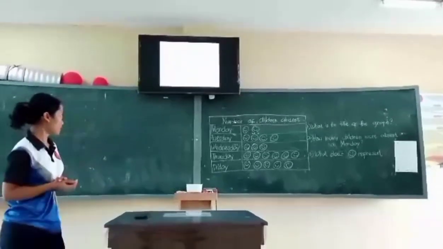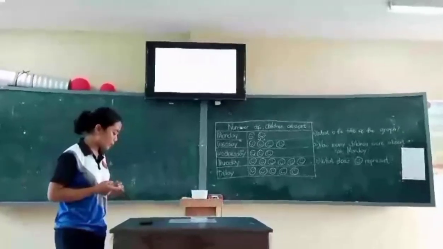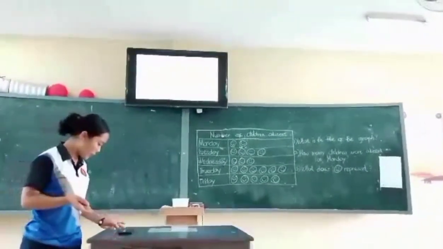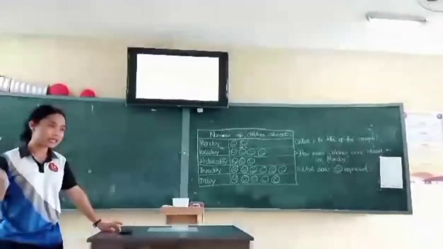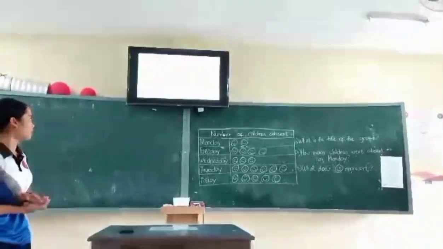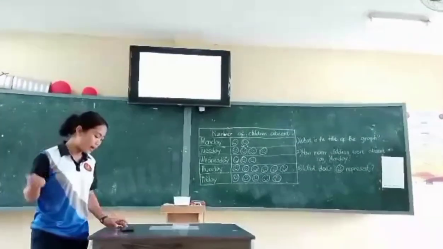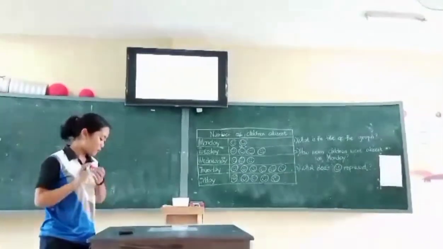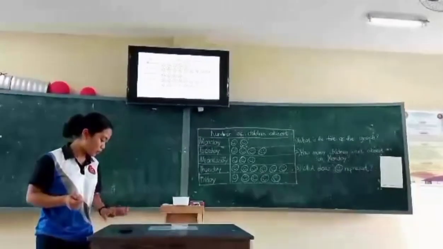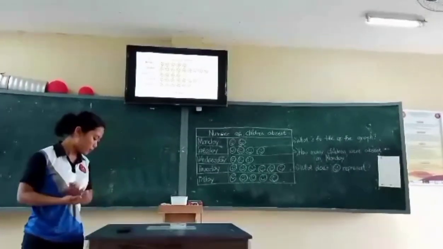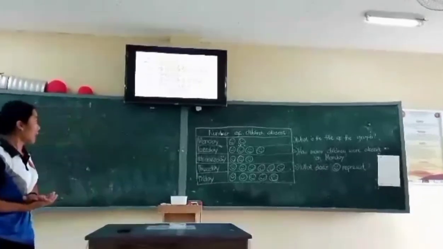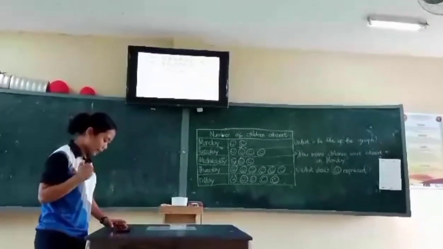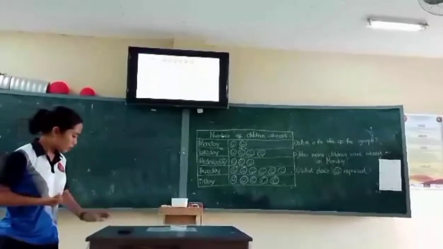Question number 3. Which day did he sell the most pizza? Very good! On Tuesday! How many pizzas were sold on Tuesday? 5, 10, 15, 20, 25, 30, 35, 40, 45. Correct, 45 pizzas were sold on that day. That is the most.